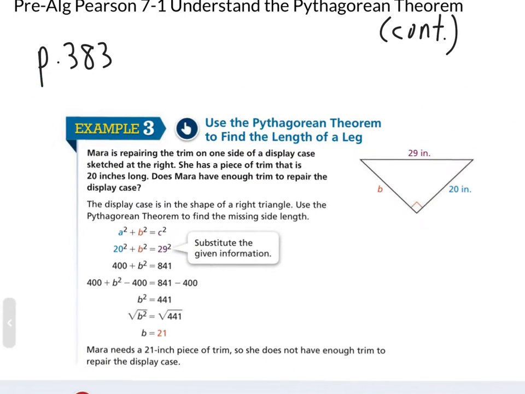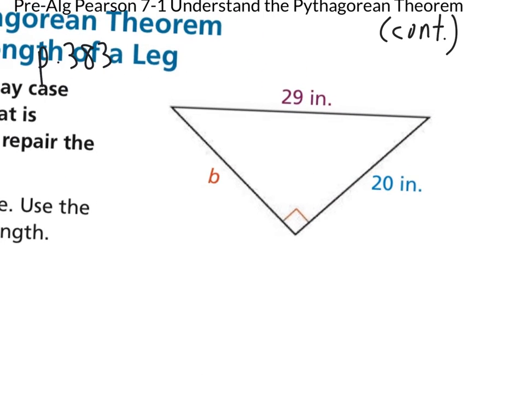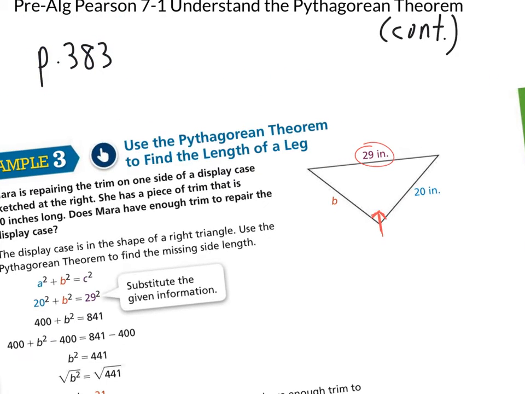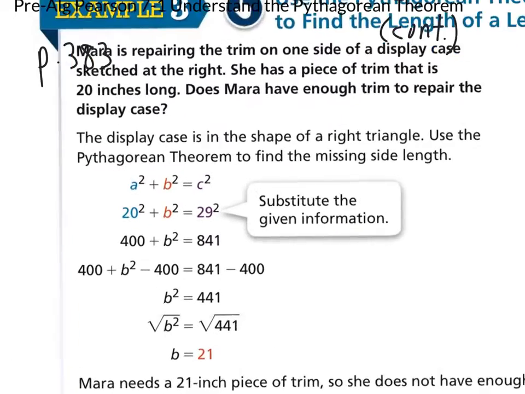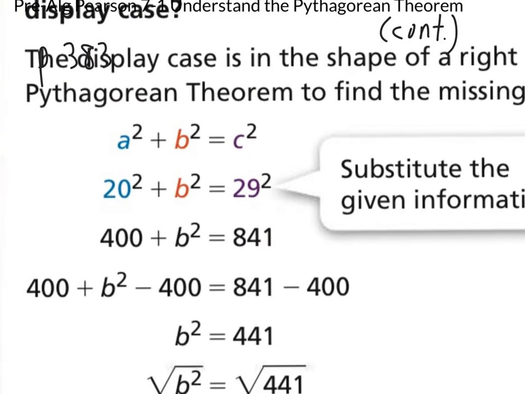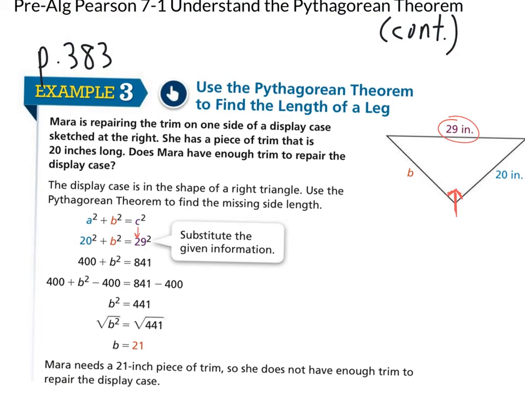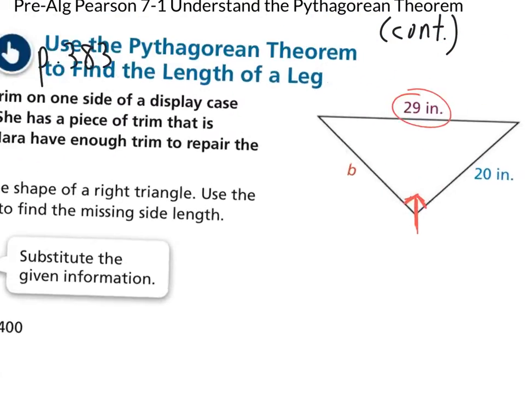So if you look at the picture there, once again, hypotenuse is across from the right angle. If you want to make this into an arrow that points to the hypotenuse, you can do that. So 29 inches is the hypotenuse. We need to make sure that goes in place of the C in our equation. And the other side, the 20, could go in for either A or B.